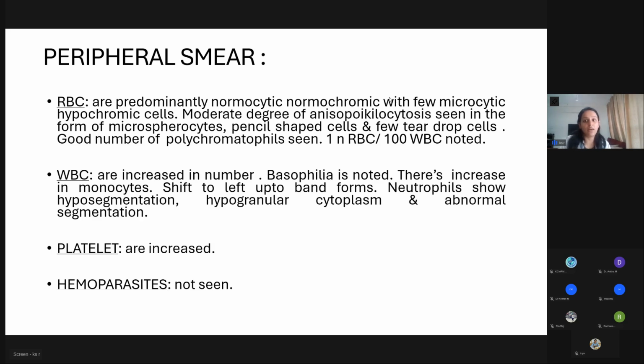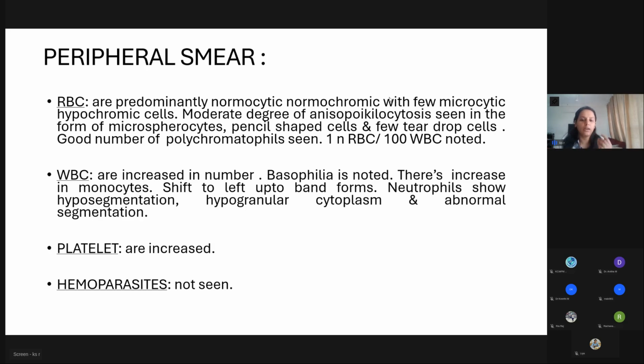The WBCs were increased in number, and basophilia was noted, monocytosis was noted, and shift to left was noted only up to the band forms. And these neutrophils were showing hyposegmentation, hypogranular cytoplasm, and abnormal segmentation. Circulating blasts were at 5%, and there was thrombocytosis. The platelet count was increased, and no hemophagocytes were seen.